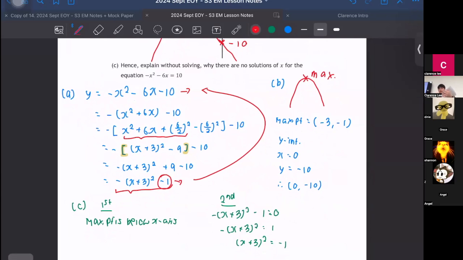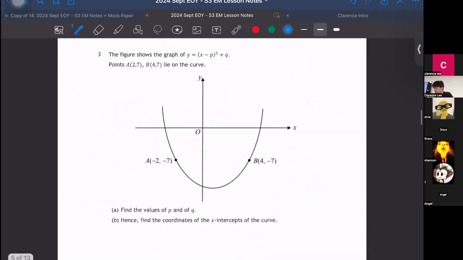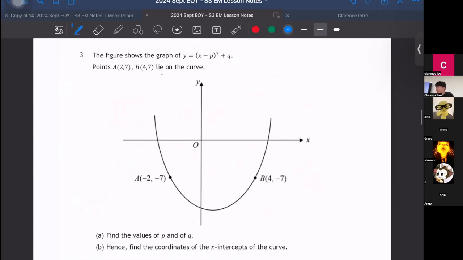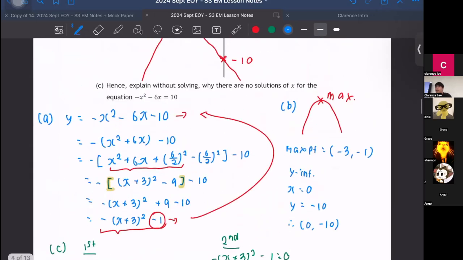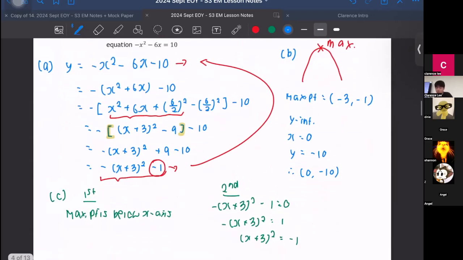Okay, last one, example 3. Example 3, you have the curve. So now for the first time, you don't need to sketch a graph anymore. They will tell you what the curve is, right? Then afterwards, they will give you the question. They ask you to solve for the values of P and Q since you have the equation.